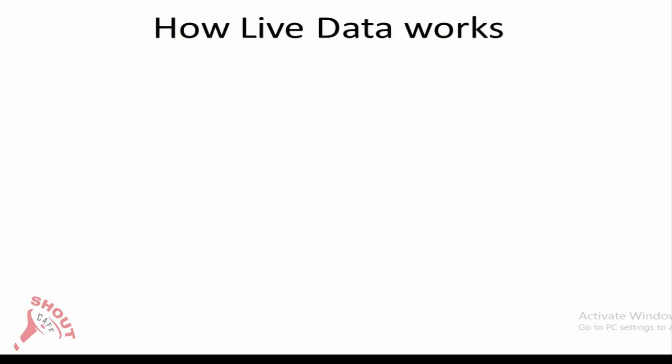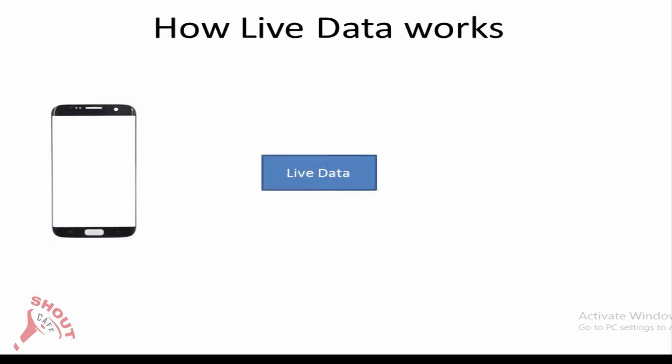Now let's check how LiveData works. Suppose you have a UI, and LiveData works as a middleware, and you have components. When components notify the change to LiveData, then LiveData similarly notifies the state of change to the observable objects. Let us see an example.